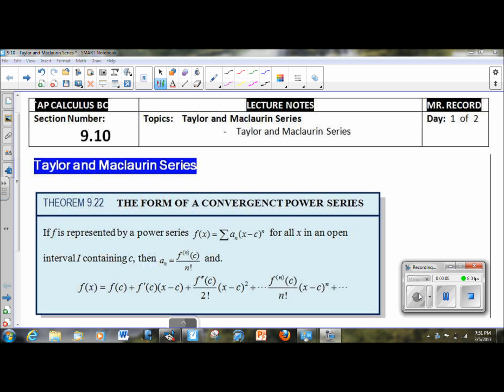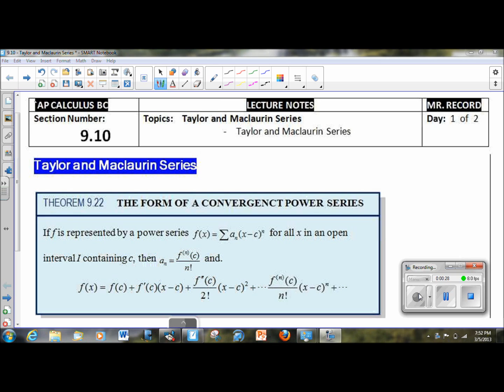In this video, we're going to wrap up Chapter 9 in the Larson textbook with the topic Taylor and Maclaurin Series. It's quite likely that if you're watching this, you may have already done some experimentation with Taylor and Maclaurin polynomials. We're just going to take that to the next level here and build a series, a power series out of a very popular function.